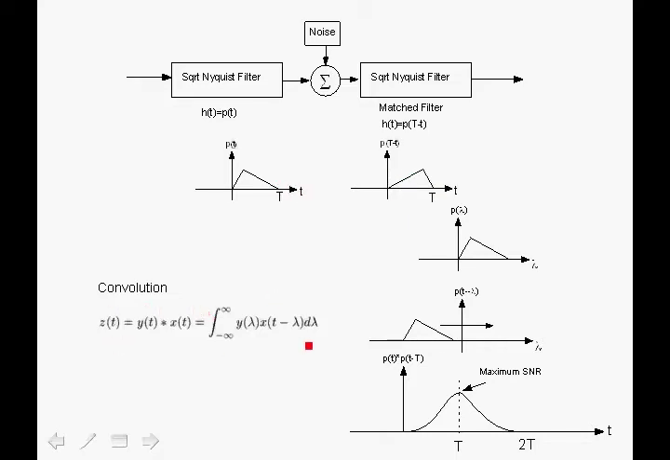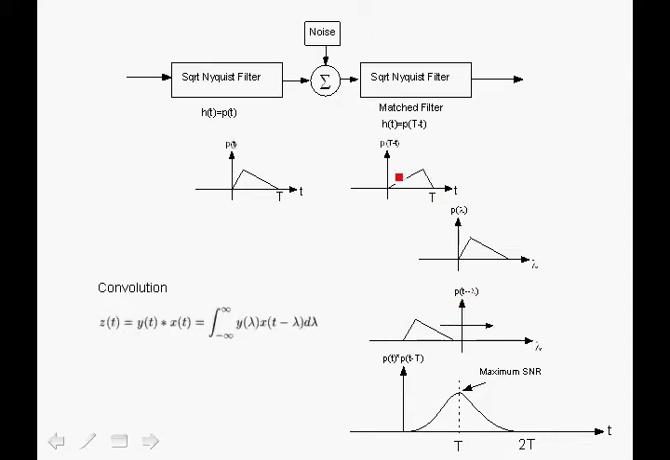Here's the expression for convolution, and we won't go through too much detail, but as you may recall, in convolution we have the signal y of lambda, and here in this case we have p of lambda as a function of lambda, and x of t minus lambda. Notice that we have x of minus lambda, so we have a mirror image of the impulse response. So if this is the impulse response here, we need to get its mirror image because we have minus lambda.